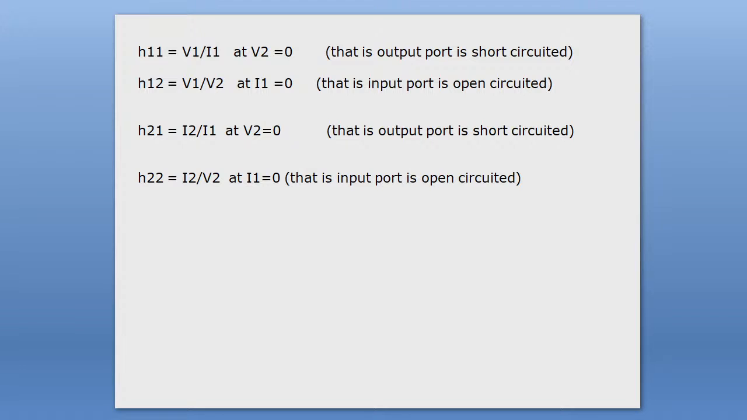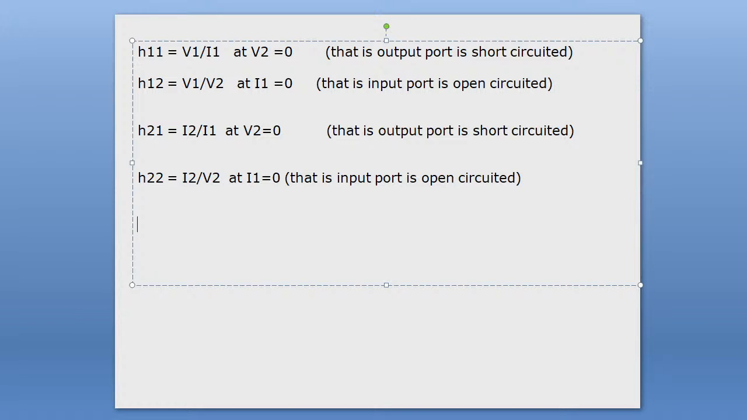Okay, everyone try to understand why h12 and h21 are unitless parameters. Because you see that they are ratios of either current or voltage. Both numerator part and denominator part contain current or voltage. That's why the unit of current or voltage from numerator and denominator are cancelled out. Therefore, this is a dimensionless parameter or unitless parameter. Okay. Now let me tell you another important parameter, that is transmission parameter or ABCD parameter. And then we will try to convert one parameter to another parameter.